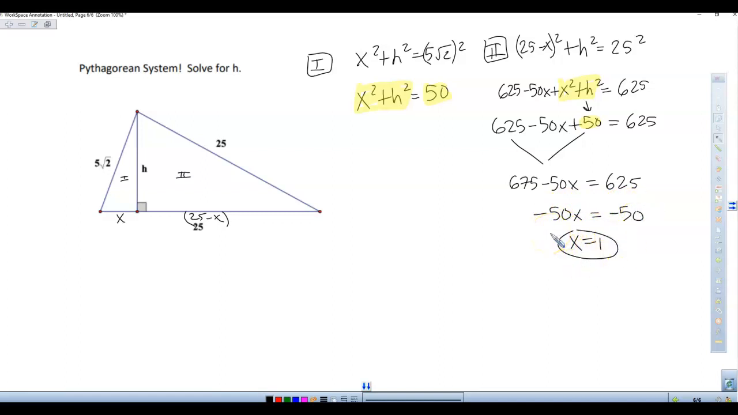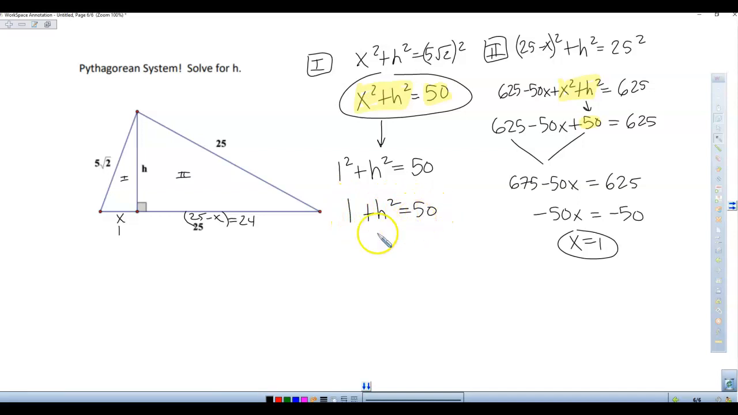Now I'm going to go back to my triangle over here, and I'm going to plug in 1 for x, which makes this part 24. Now you all, to solve for h, I could plug in and say, hey, 1 squared plus h squared is equal to 50. I have my equation right here. And that means 1 plus h squared is equal to 50, which makes h squared equal to 49. So h is equal to 7.